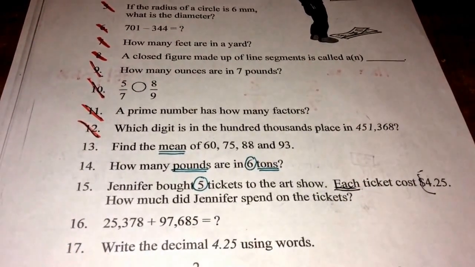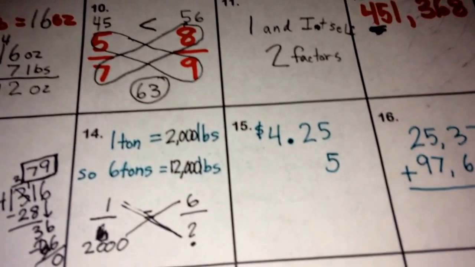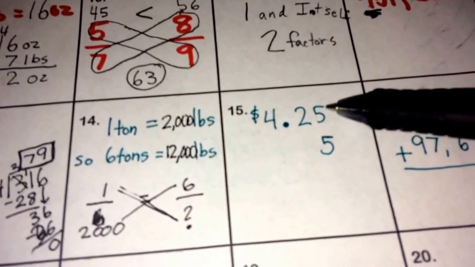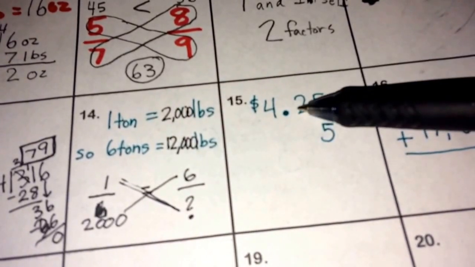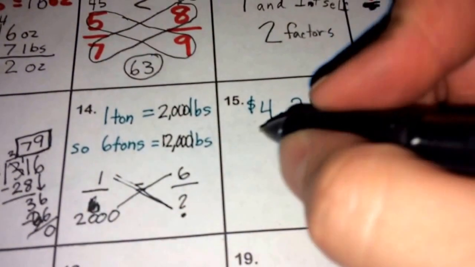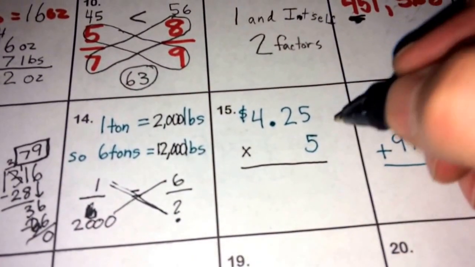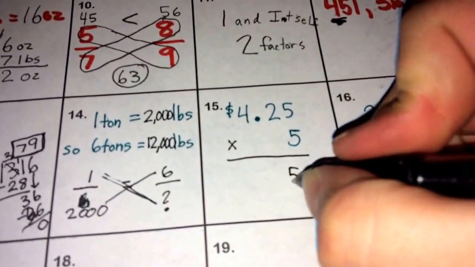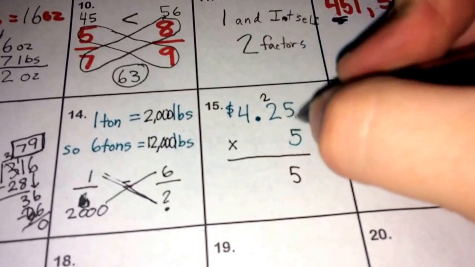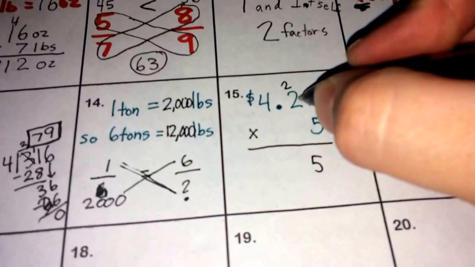All right, so how much did Jennifer spend? So that word each tells me everything that I need to know. Because if I have $4.25 per ticket, or each ticket costs $4.25, then I need 5 groups of $4.25. So that actually is going to be $4.25 times 5. All right, 5 times 5 is 25. Put my 5 down. Carry my 2. 5 times 2 is 10. Plus 2 is 12.